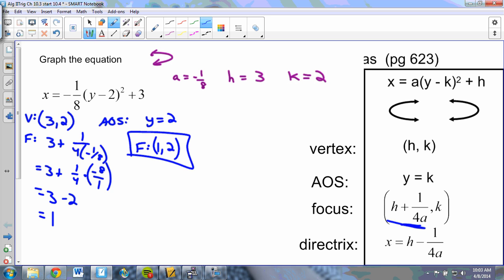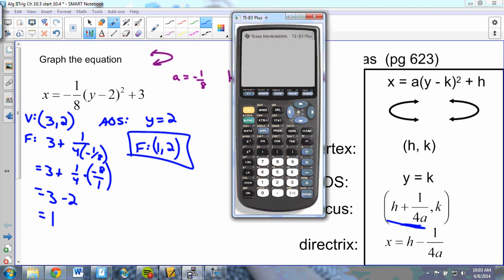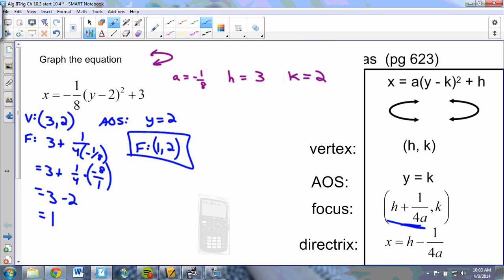And in your calculator, you just type it in as 3 plus 1 divided by, in parentheses, this all has to be in parentheses, 4 times negative 1 divided by 8. 3 plus 1 divided by 4 times negative 1 divided by 8, and that gives me the 1 that I found over here. So is there a question about how I found the focus? Any issue there?